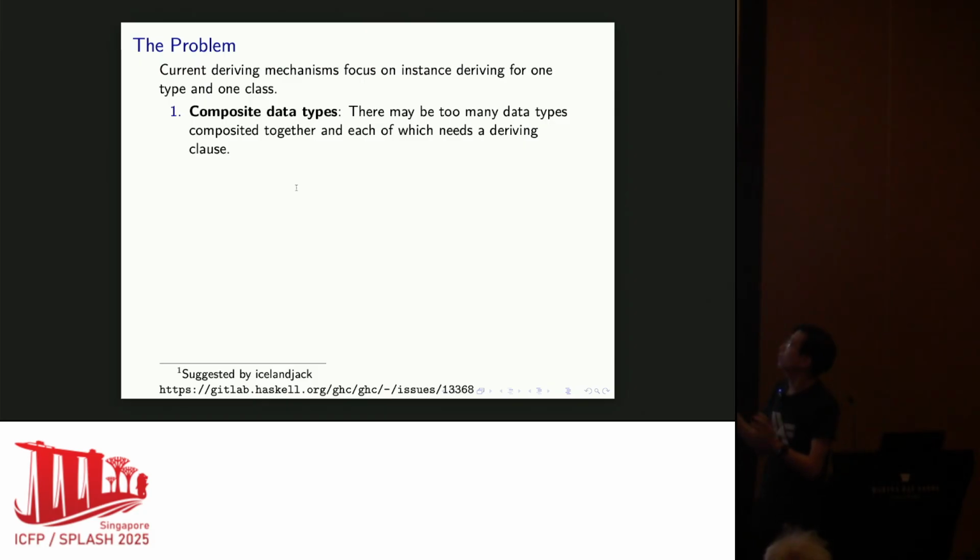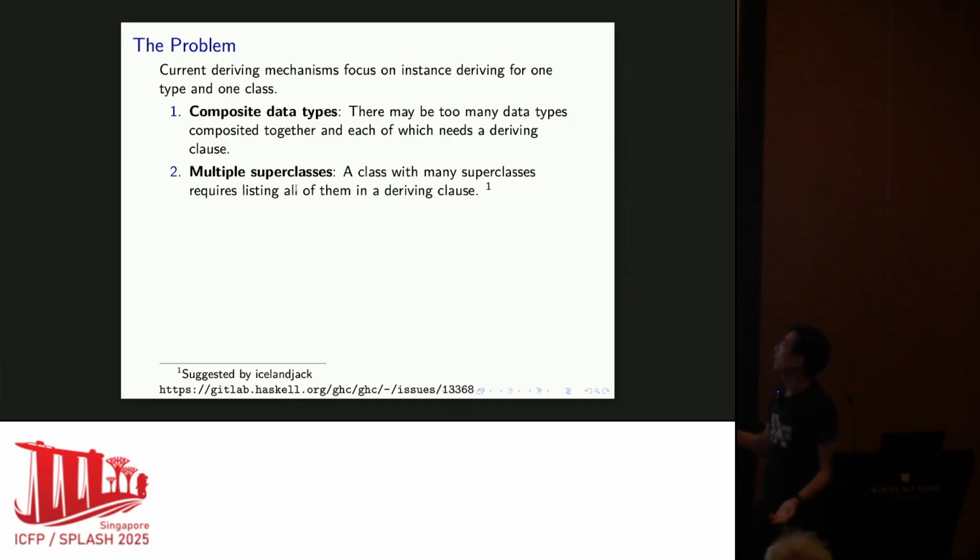Then if you have composite data types, like 100 of them, let's say it's an AST, the data types are composed together as a whole, and each of which needs a deriving clause. Sometimes it can be a pain to write those deriving clauses, right? And also one class may have multiple superclasses. I'll give you an example later.